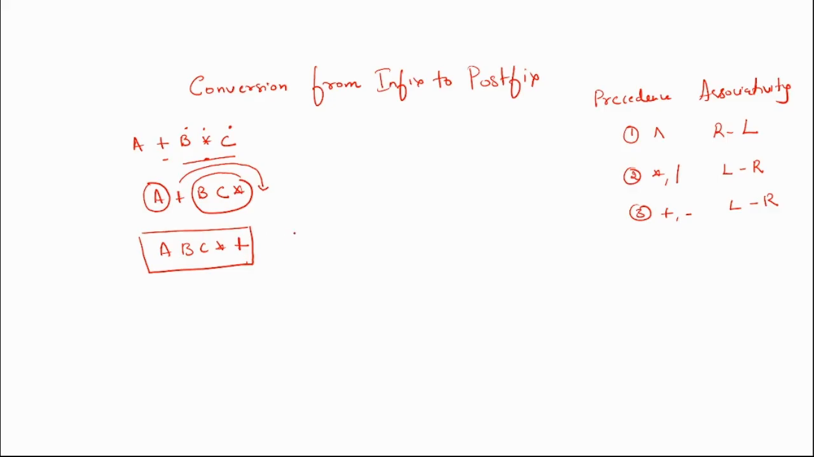So basically now again we will convert from infix to postfix. The same expression we will convert using a stack. So I will write down here a plus b star c. For using a stack, we just write down input, stack and output, right? And then we scan each and every token from left to right.